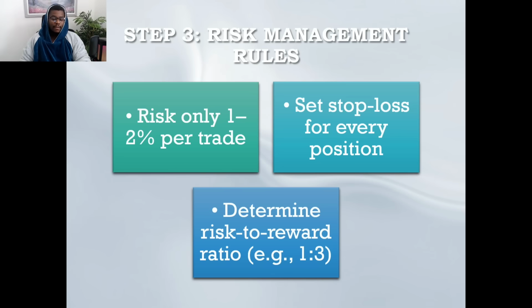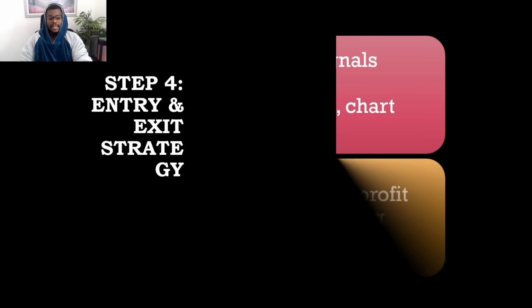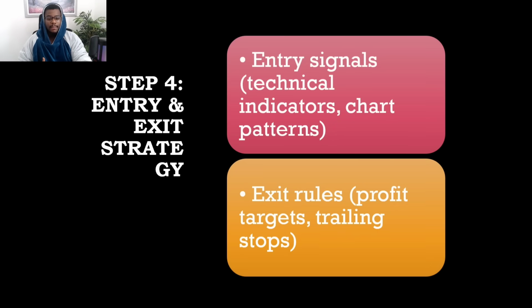So make sure that you have a good risk to reward ratio. And I recommend to have at least 1 to 2 risk to reward ratio. The third step is to try and define your entry and exit strategy. So at what point do you want to enter the market? At what point do you want to exit the market?